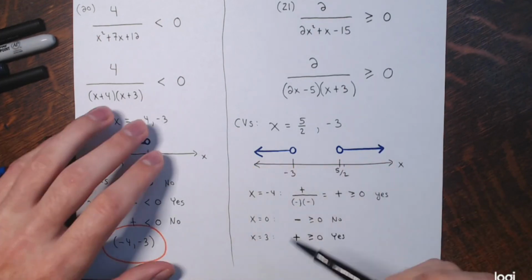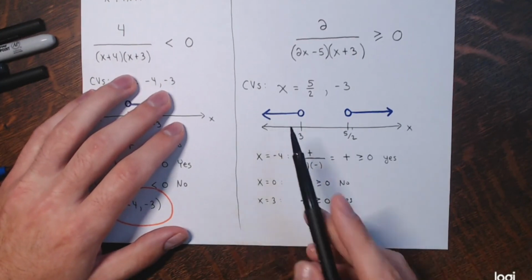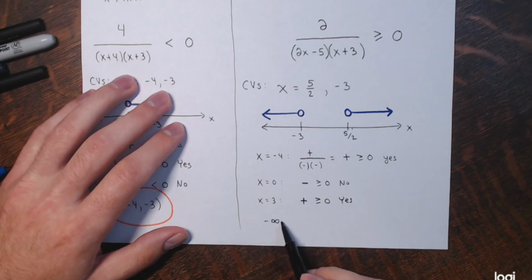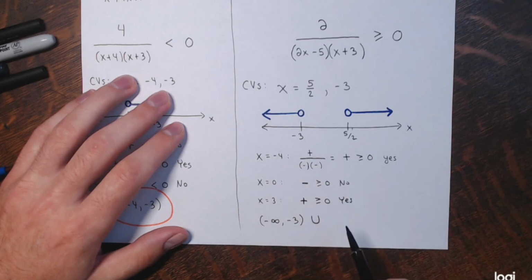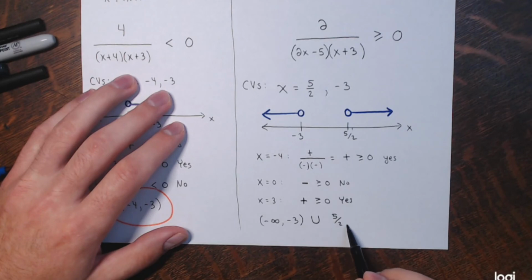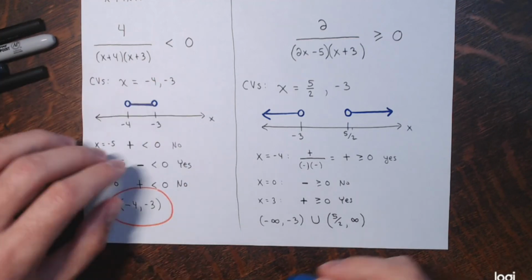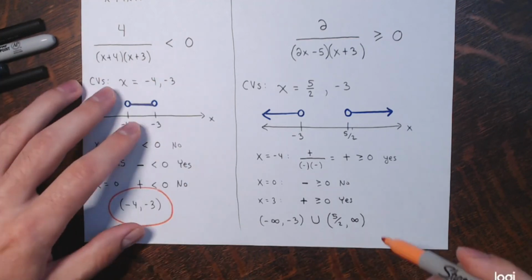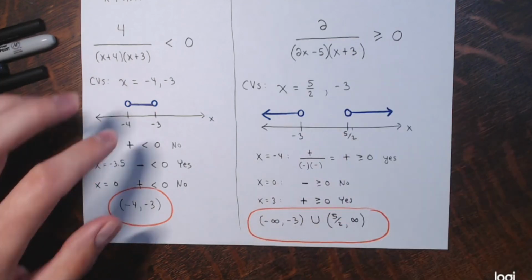And now that I have a graph, right, drawing the interval notation should be simple. First interval, from negative infinity to negative 3, parentheses on both, union for the gap, union symbol, and then the other interval from 5 halves to infinity, parentheses on both, right? Because again, 5 halves and negative 3 are not solutions. There we have it, the interval notation for the solution set of that inequality.